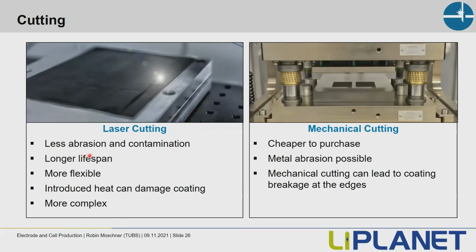Laser cutting has less abrasion and contamination, has a longer lifespan, and is more flexible regarding electrode form. But the introduced heat by the laser can damage the coating if we are not careful, and this process is more complex. The mechanical cutting on the other side is cheaper to purchase, but can have metal abrasion and therefore metal contamination in the electrodes, and the mechanical cutting can lead to coating breakage at the edges. And now the electrodes are finished and ready for cell assembly.